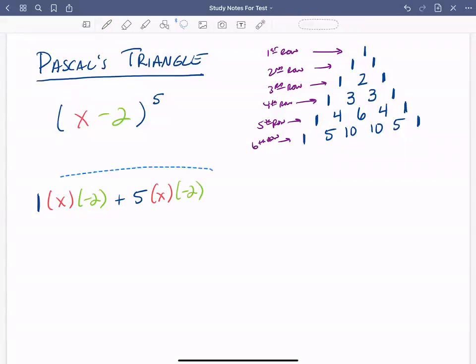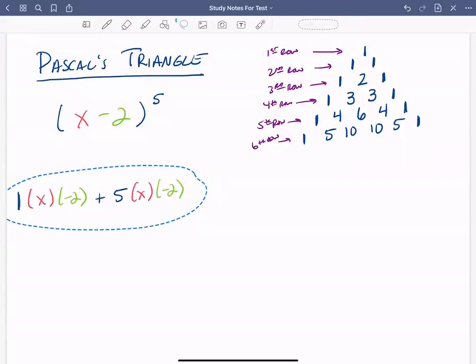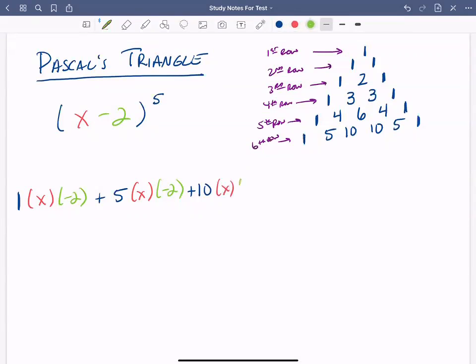I have a feeling I'm writing too big. I'm going to run out of room here. Continue the pattern. Next is 10. So I'm going to write 10. And then I have x, and I have -2.